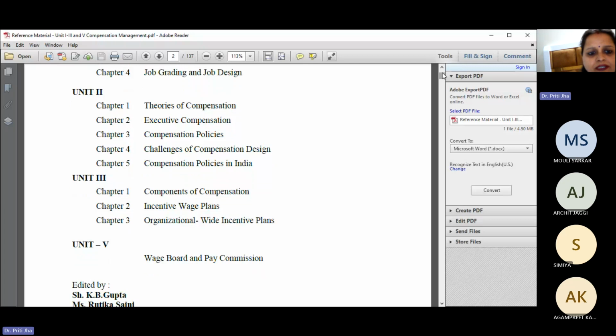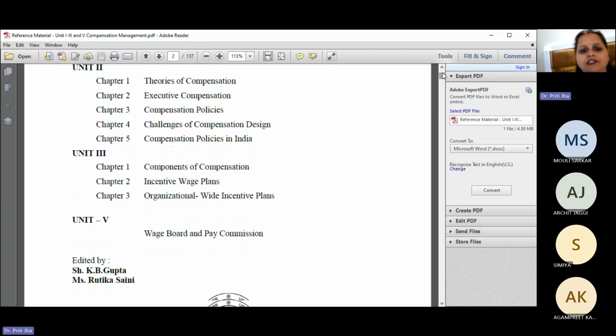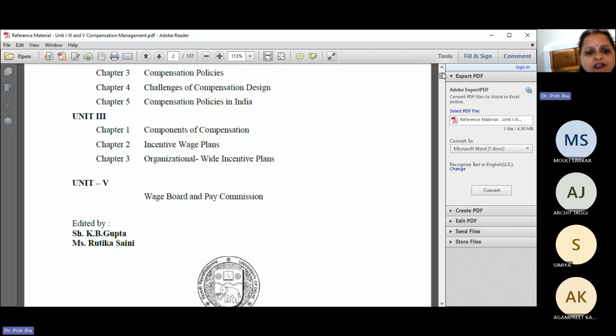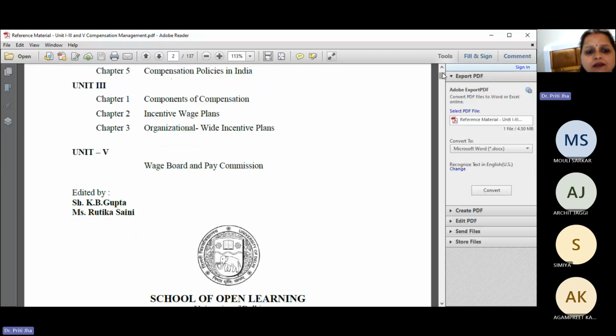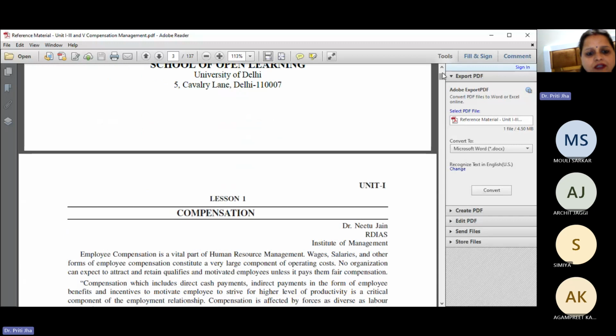India. Further, components of compensation, incentive wage plans, in which we will discuss various types of incentive plans, and at last we will discuss wage board and pay commission. So let's start with compensation.